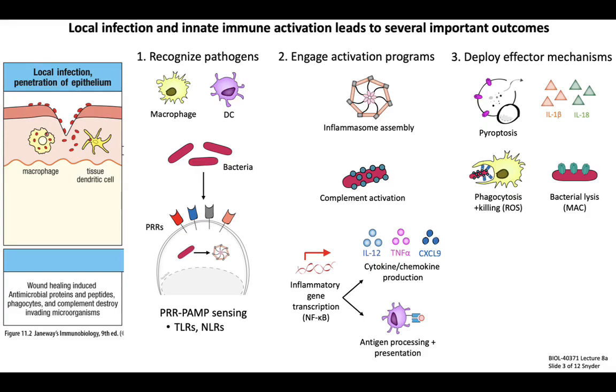Complement activation leads to the opsonization and phagocytosis of bacteria by professional phagocytes, like macrophages or neutrophils. We know that these cells can then kill internalized pathogens using things like ROS and antimicrobial peptides. Remember that complement signaling can also promote bacterial lysis through MAC formation.